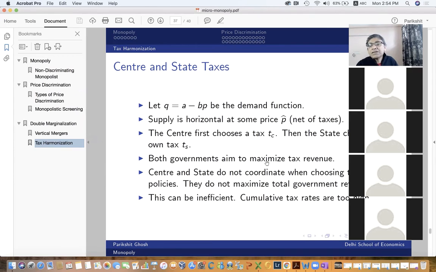Both governments aim to maximize their own tax revenues, of course, right? And center and state do not coordinate their tax policies. They just choose the tax rates which they think will serve their own interest best.